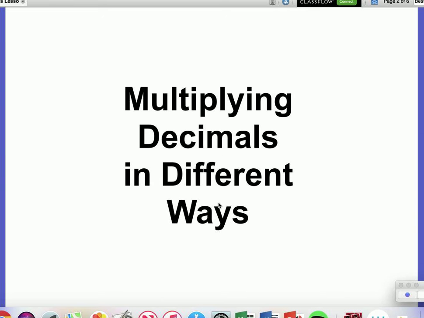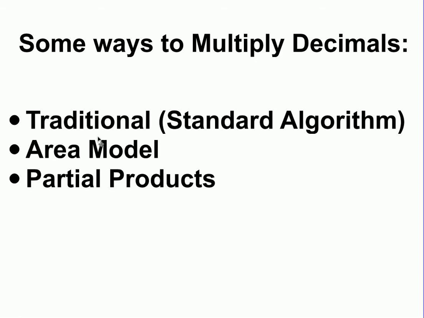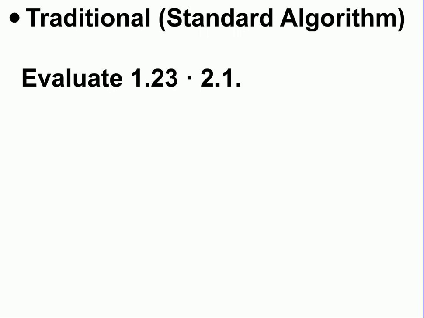to multiply decimals in different ways. Now, some of the ways to multiply decimals are the traditional way, which we call the standard algorithm way. Then there's also the area model way, and there's also partial products. We're going to try to solve this problem, 1 and 23 hundredths times 2 and 1/10, using the traditional standard algorithm way.